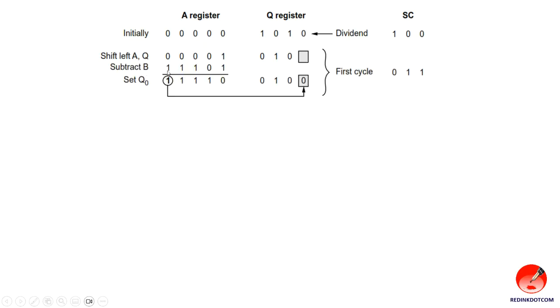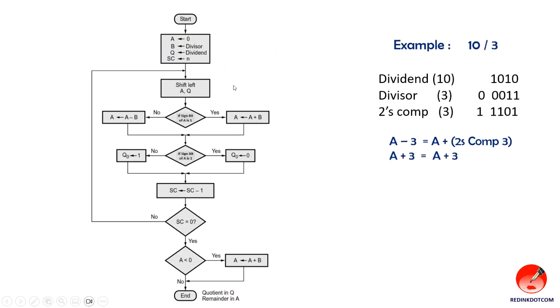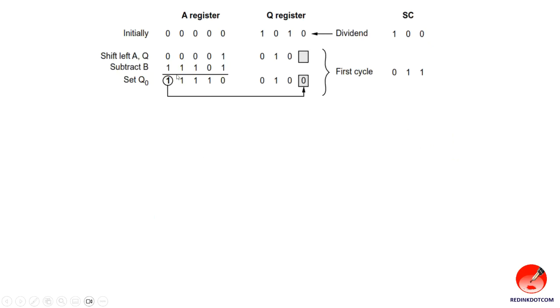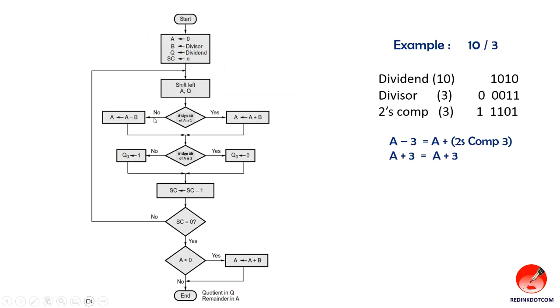Subtraction operation means we can write the 2's complement for the divisor. We already calculated the 2's complement for the divisor is 11101. So I can write 11101 and add these two numbers. 1 plus 1, 10, carry is 1; 1, 0 plus 1, 1; 0 plus 1, 1; 0 plus 1, 1. So the A value is 0, and I can do the subtraction operation.